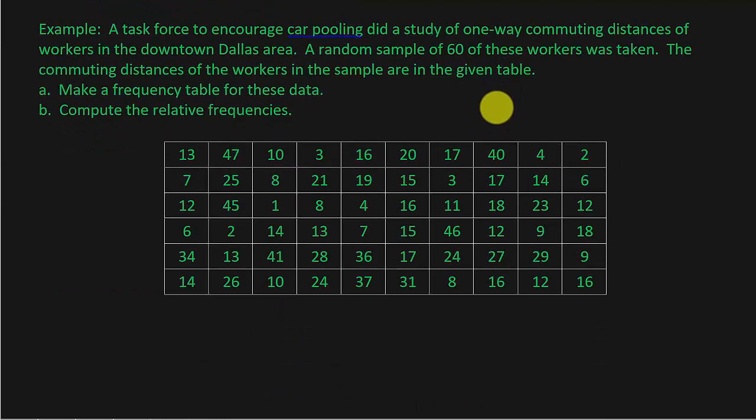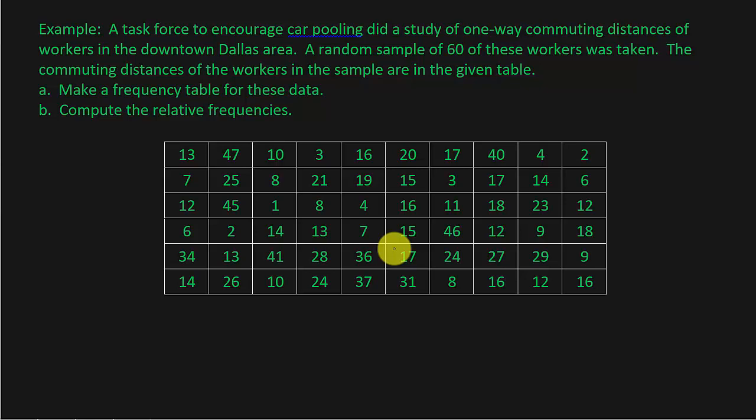It says a task force to encourage carpooling did a study of one-way commuting distances of workers in the downtown Dallas area. A random sample of 60 of these workers was taken. The commuting distances of the workers in the sample are given in this table here. Make a frequency table for these data, and let's go ahead and compute the relative frequencies.